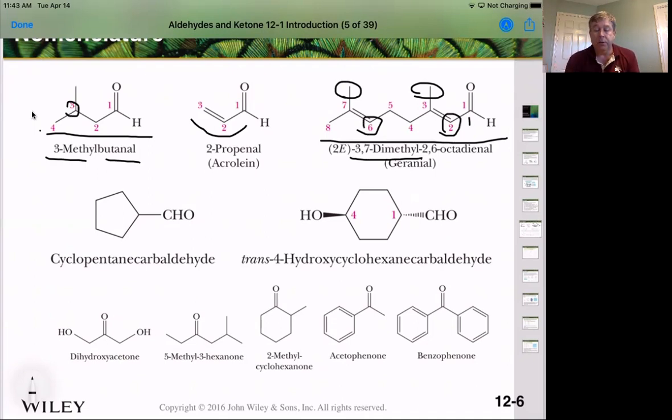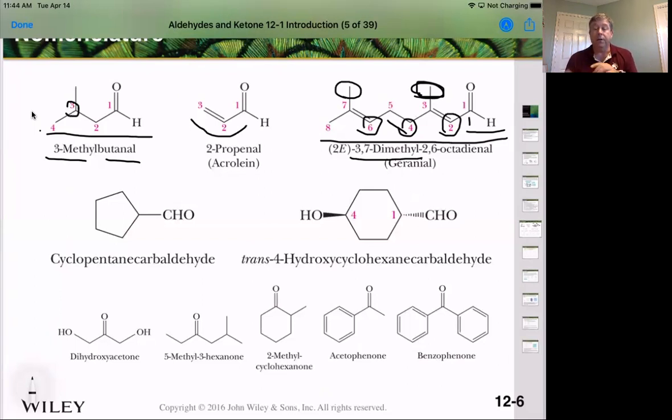Now, these 2 groups on the 7 and 8 carbons are the same, so we don't have to say whether it's E or Z, but for the 2,3 double bond, we have to say whether it's E or Z. Since this side has 2 carbons and this side has only a single carbon with hydrogens, this takes precedence on this side, which makes it the trans or E configuration. So we have 2E,3,7-dimethyl,2,6-octadienal.